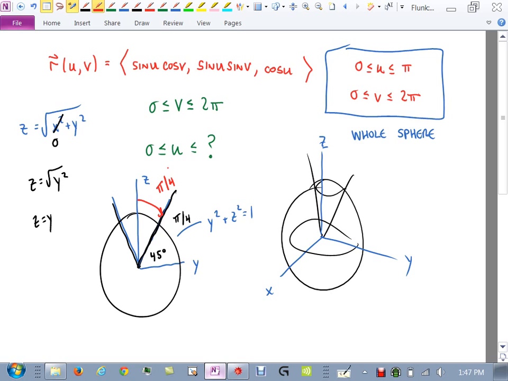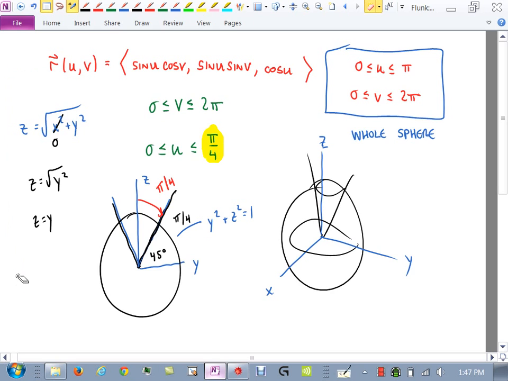All right. Any questions on how I recovered any of this? So I've got this vector function, right? And I have my restriction. I'm going to go ahead and put my restriction on u. What is it? Pi over 4. Okay, so that's what I just was able to figure out.